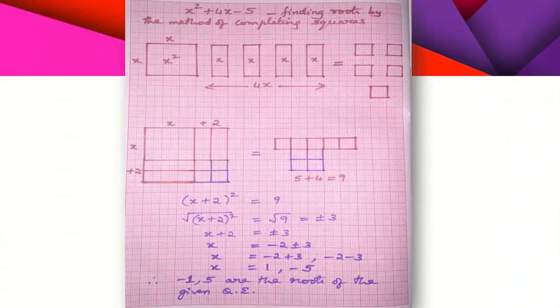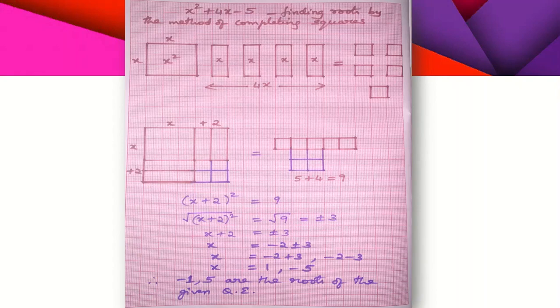Now we will try to understand this method of completing the square with the help of a geometrical representation. Consider the quadratic equation x² + 4x − 5 = 0. In order to represent x², we consider a square of side x units. Then its area will be x into x, which is x².